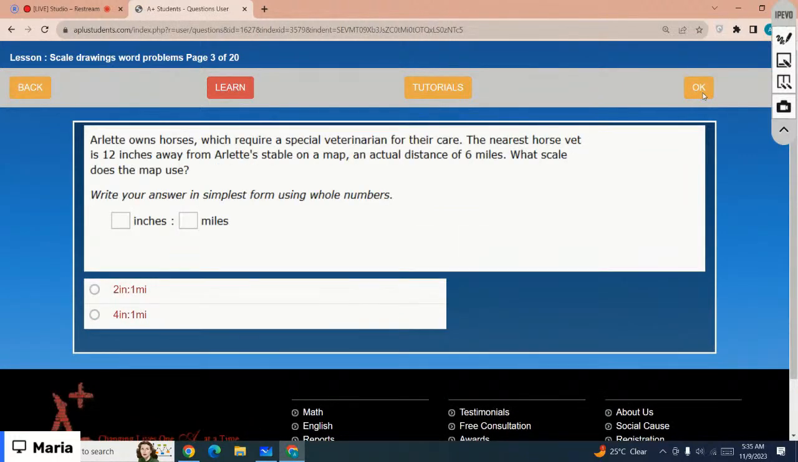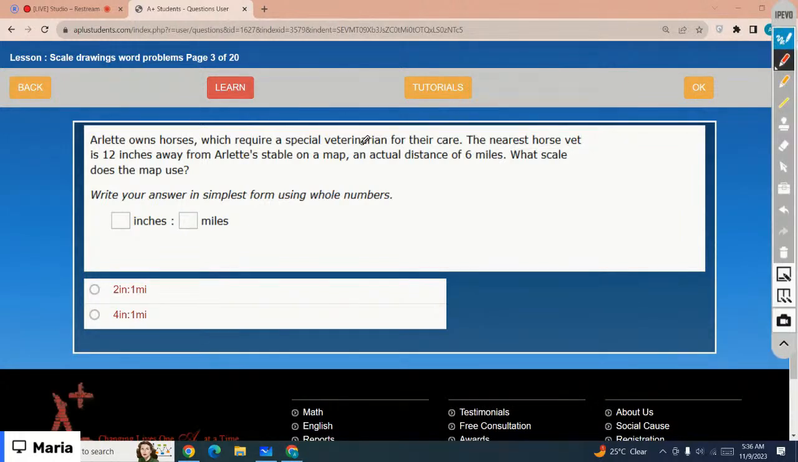Okay, Arlet owns horses which require a special veterinarian for their care. The nearest horse vet is 12 inches away from the Arlet stable on a map, an actual distance of 6 miles. What scale does the map use? Okay, 12 inches on map, right? And actual distance is 6 miles. What scale does the map use?